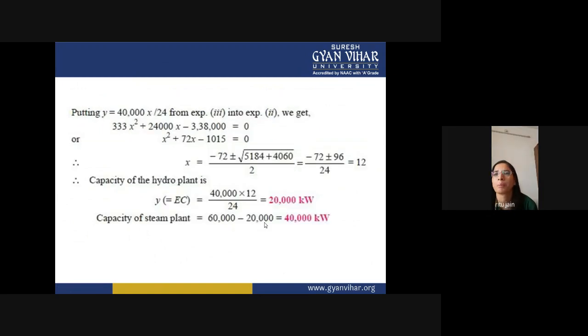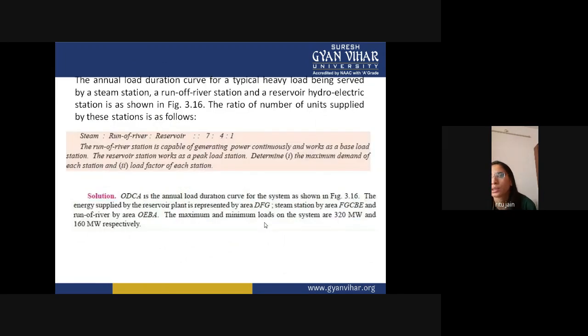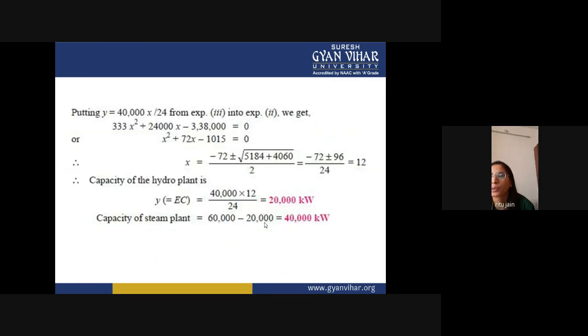So putting Y equal to 40,000 X upon 24 in expressions third and second, we will get X equal to 12, and the capacity of the hydro plant is 40,000 into 12 divided by 24, which becomes 20,000 kilowatt. And the capacity of a steam plant is 60,000 minus 20,000 kilowatt, which is equal to 40,000 kilowatt. So by these equations, you can easily calculate the capacity of the hydropower plant and the capacity of the steam power plant.